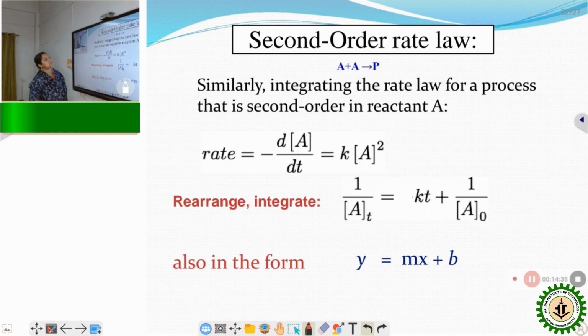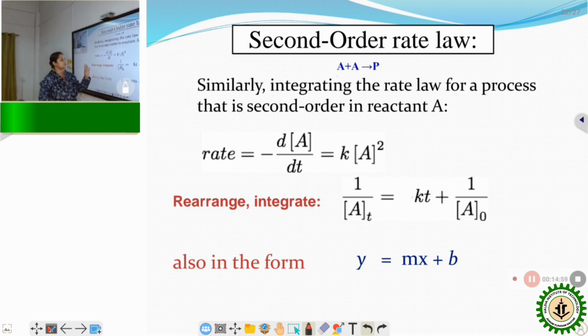In the second order rate law, the first thing we have to clarify is that I have written here A + A converting to P. That means both reactants, we are assuming here, start with the same initial concentration. But it is also possible that both of the reactants may not have the same initial concentration. Here we assume that both the reactants have the same initial concentration.